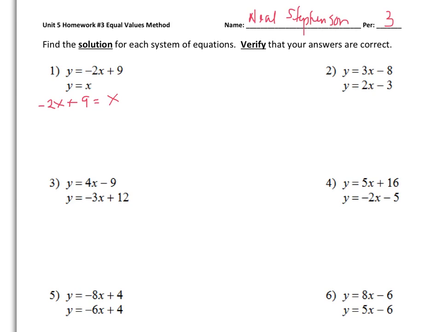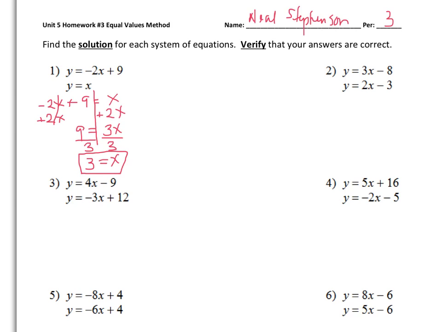It looks like if I want to have positive x's, I have to add them on the left to get them on the right. So I'm going to add 2x to each side of the equal sign. Here's my equal sign. These go away. I bring down my 9 equals 3x. To find out what x is, I have to divide by the number in front of the variable. This is what x is.